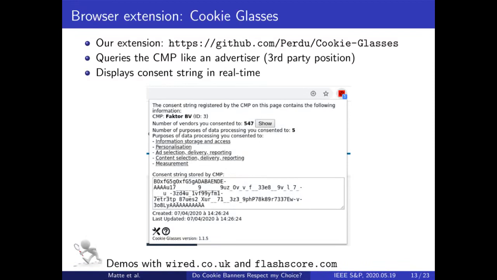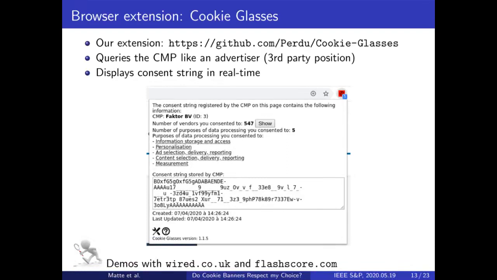query the CMP in an advertiser position. This way, we can see whether the consent string transmitted to advertisers is consistent with what the user enters on the banner. And that is not always the case, as I will show you with two demos.